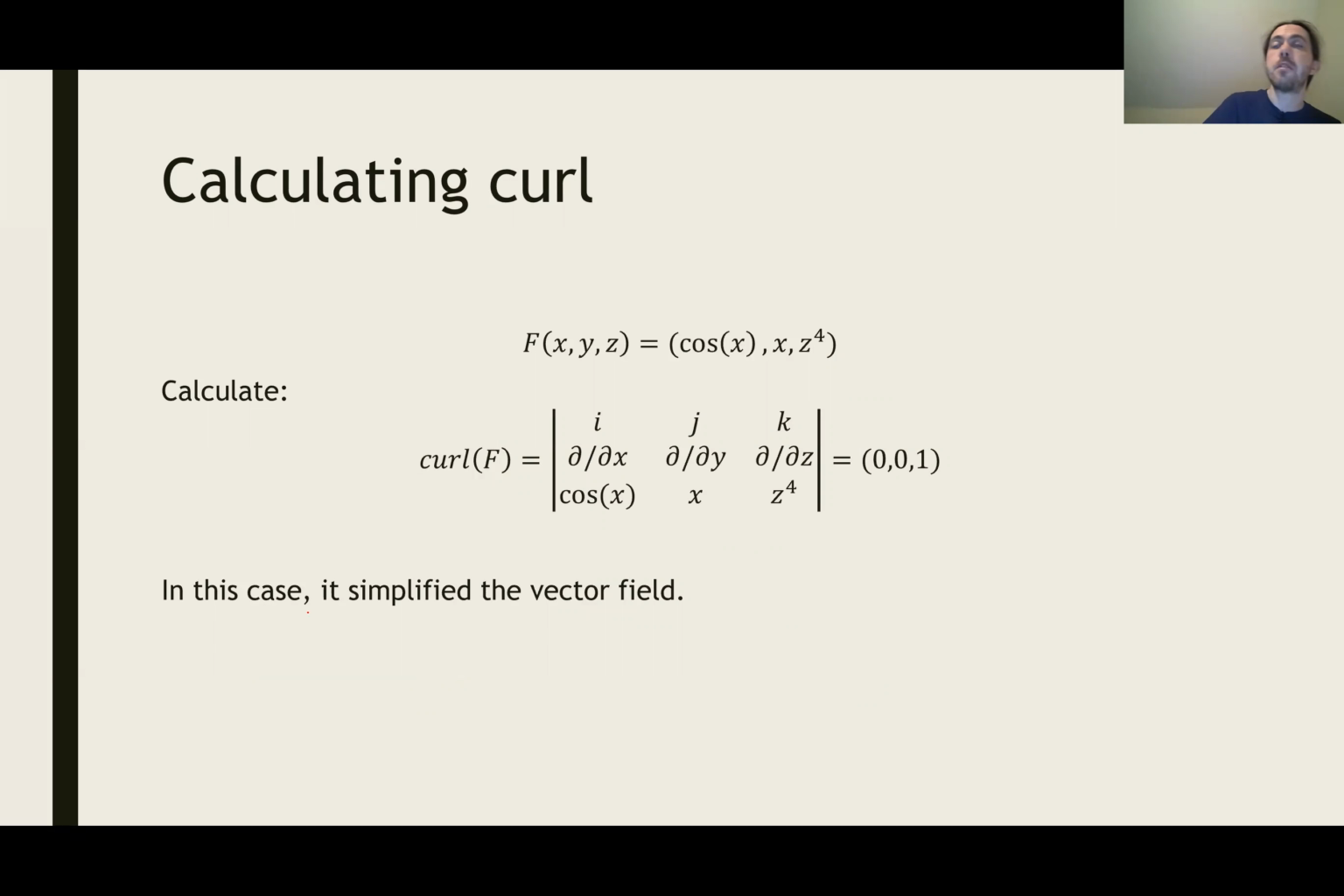The first thing we have to do is calculate the curl of this vector field. We take a grad across this vector field f. And when we write this down, we get i times the y derivative of z to the fourth minus the z derivative of x, that's 0. We get minus j times the z derivative of cos x minus the x derivative of z to the fourth, that's 0. And then plus k times the x derivative of x minus the y derivative of cos x, that's 1. So when we took curl, this particular vector field got a lot simpler. It turned into a constant vector field.